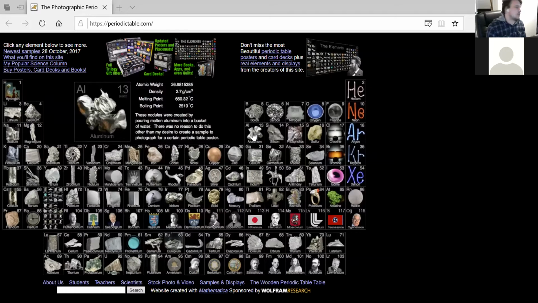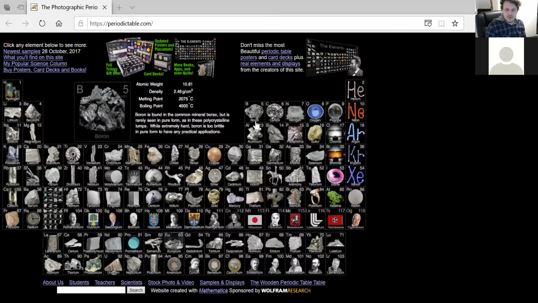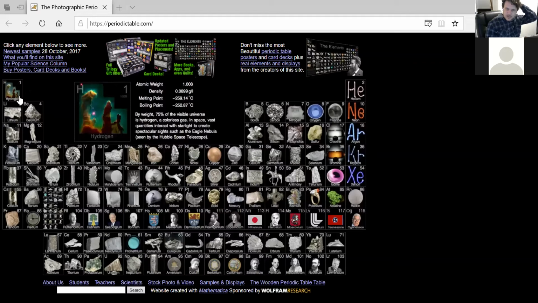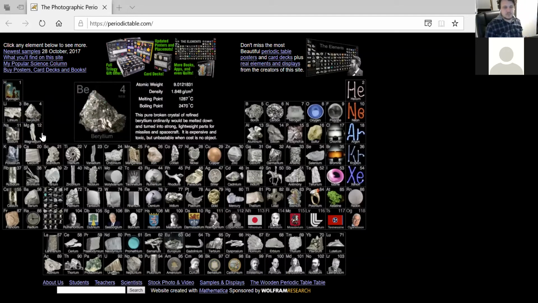There we go. Aluminium is what I wanted. Aluminium. Might make cans out of. So most of the periodic table is made up of metals. You've got the alkali metals, the alkaline earth metals, the transition metals. And then along here it gets a bit weird.